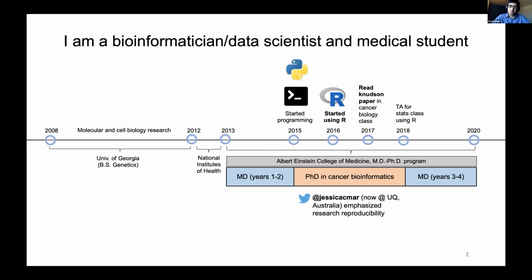My interest in reproducibility really started from my advisor, Jessica Marr, who's now at the University of Queensland in Australia. She really emphasized research reproducibility and the importance of it. And so I'm really grateful to her for that.